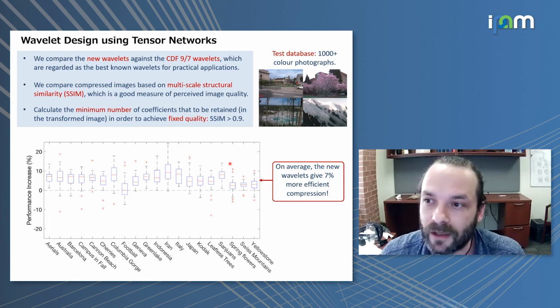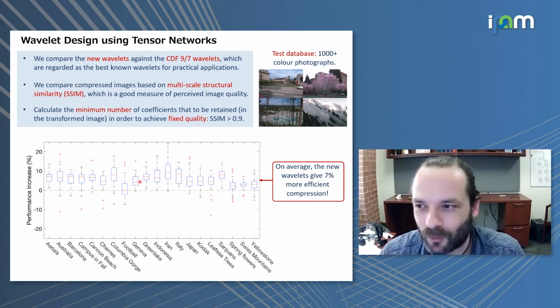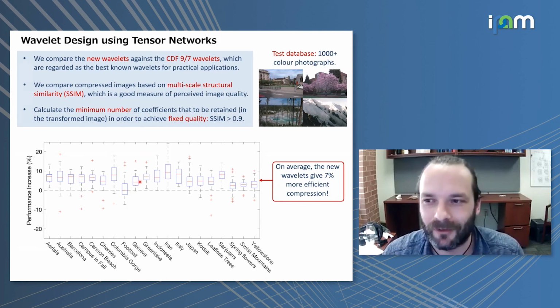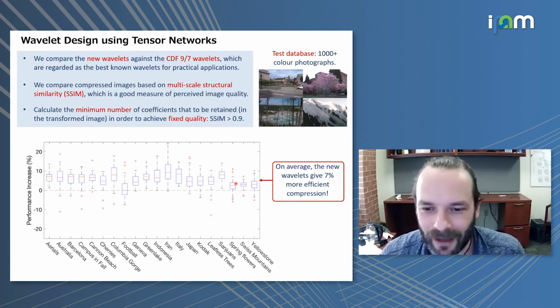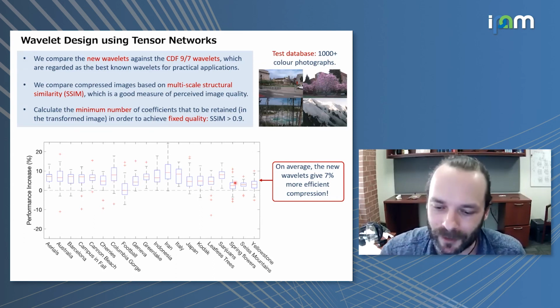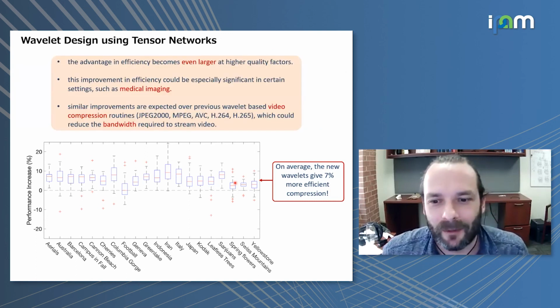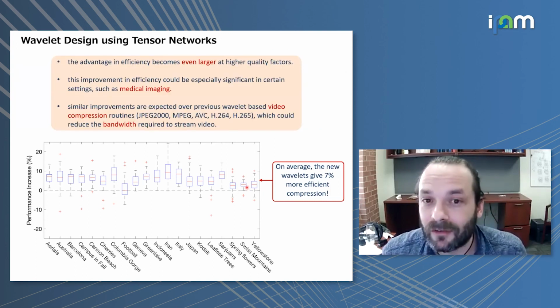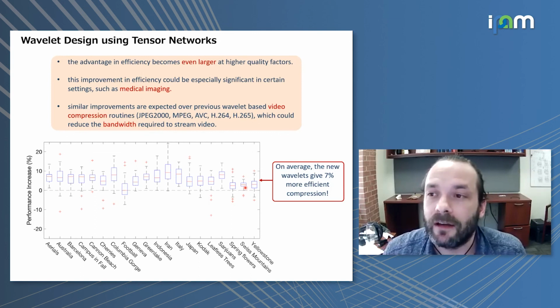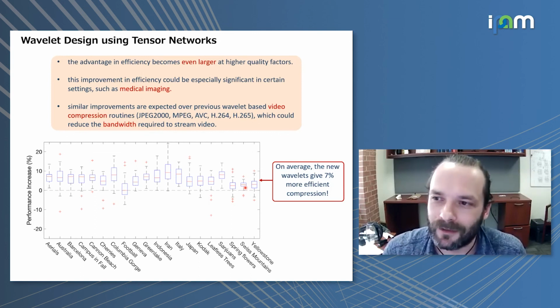Okay, so on average, we have 7% more efficient compression. And these are photographs of all types of things, all sizes, different amounts of detail. And we have a very consistent, nice improvement. Okay, and this advantage of our new wavelets becomes even greater if we demand even higher quality fidelity.